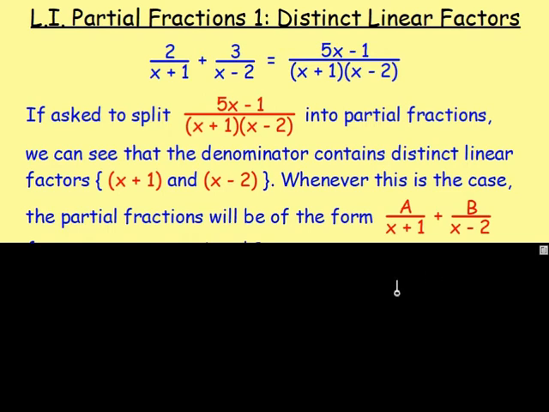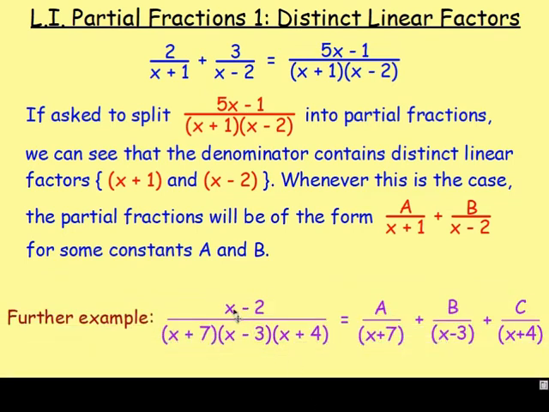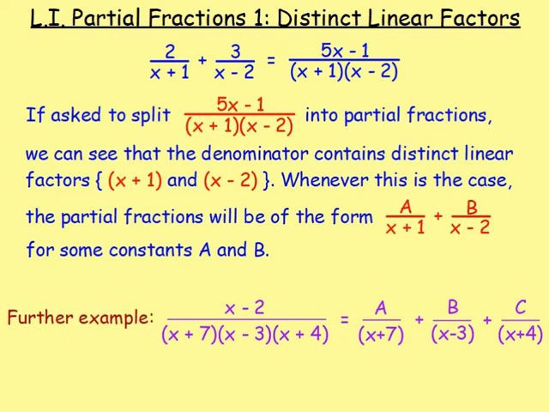And if you add another one, you'd add in C. Another one, you add in D, for some constants. For example, if you had (x - 2) over (x + 7)(x - 3)(x + 4), you can split that into something over x plus 7, something over x take away 3, and something over x plus 4. And the somethings, again, you just write as A, B, and C.